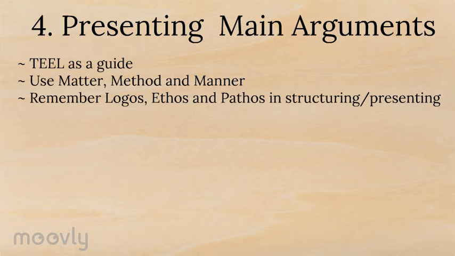Step number 4, presenting main arguments. So this is the section where you will be using paragraphs and your main arguments to outline why your team is correct. It's handy to use TEAL as a guide, partly because it's a structure you should be familiar with, but partly because it also helps to guide what you say and how you say it. Don't forget that you'll be graded based on your matter, method, and manner. Okay, so it's really important that you have lots of research, lots of things backing up your arguments, that you are presenting it in an engaging and interesting way. Remember to use logos, ethos, and pathos in structuring and presenting your arguments.